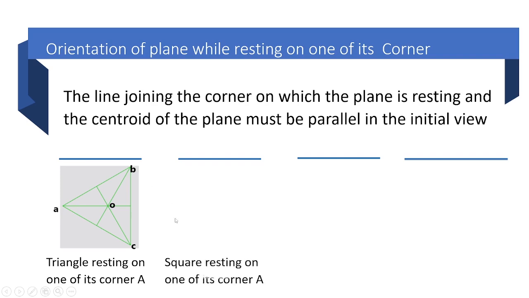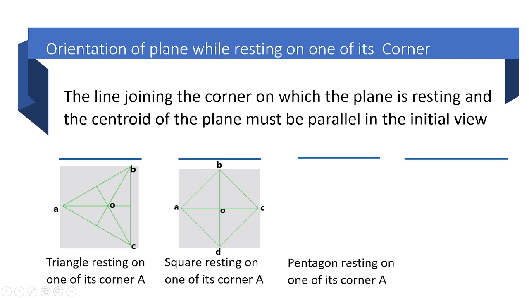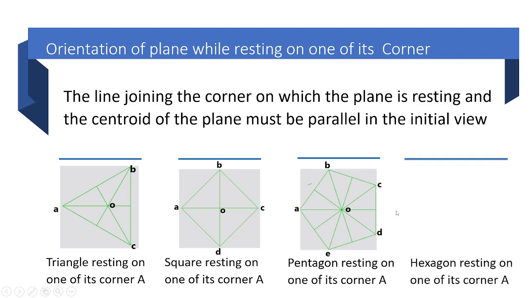In case of a square resting on a corner, the line joining that corner and the centroid again is parallel to the plane. Similarly, for pentagon resting on corner A, the line joining the corner and the centroid is parallel to the plane. Similar condition is applied when hexagon is resting on one of its corner. Line joining that corner and the centroid is parallel to the plane.